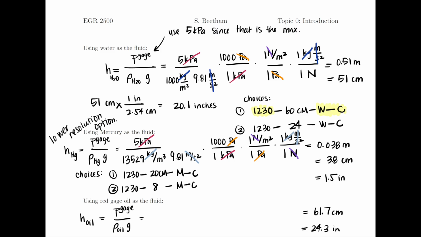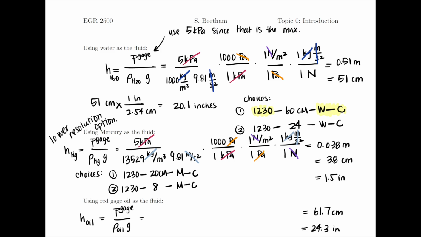All right. Last but not least, let's do red gauge oil. So here we have H of oil is P gauge divided by rho oil G. So we're gonna do all the same conversions that we did before, which I can fill in a second or next time if you guys want me to. But what you end up with is 61.7 centimeters or 24.3 inches.